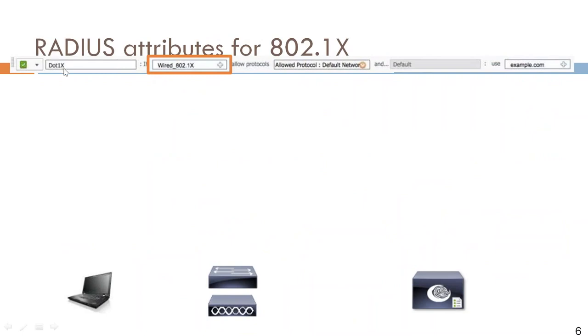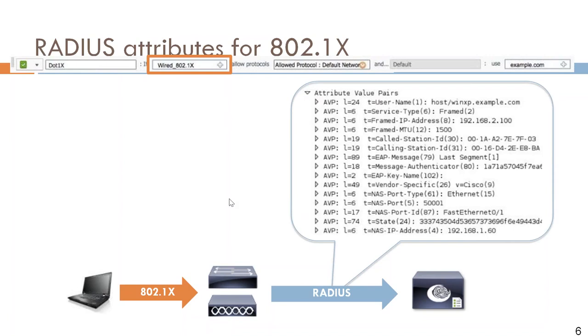So here I have one rule, say for dot1x, that is wired dot1x. Again, I am doing the authentication for the user. Suppose I have one user named ABC. It is doing 802.1X authentication with ISE. In ISE, we have certain attributes. Here you can see a long list of attributes, and a few of them are very important. For example, attribute 1, 6, and then at the bottom, 61 is also very important.